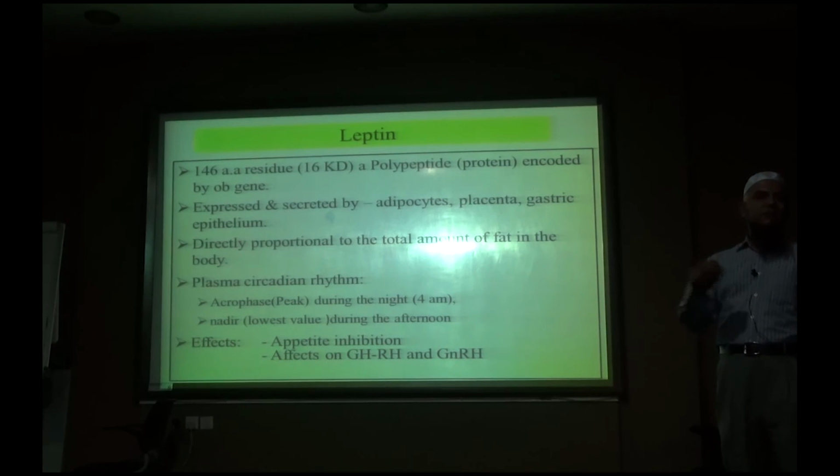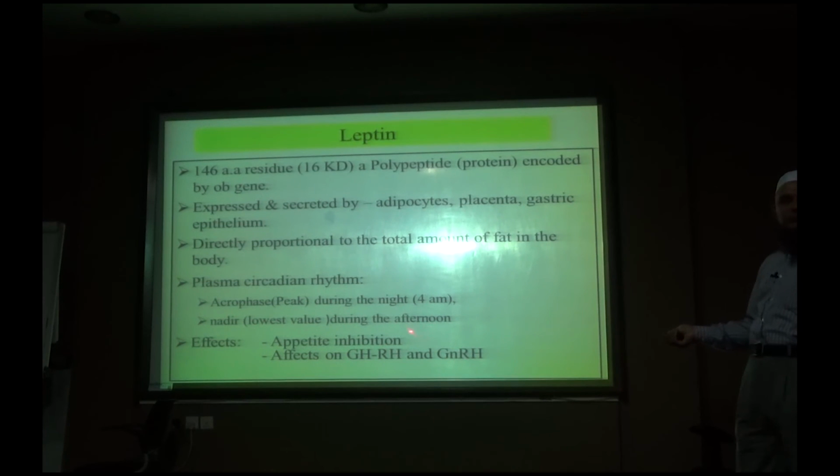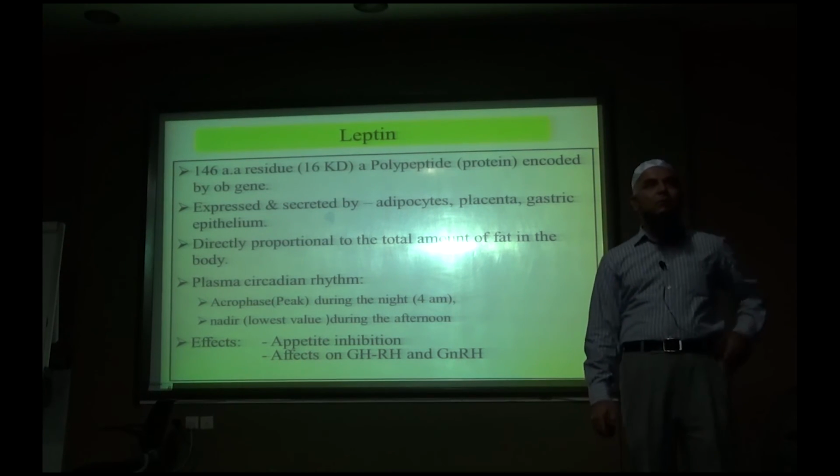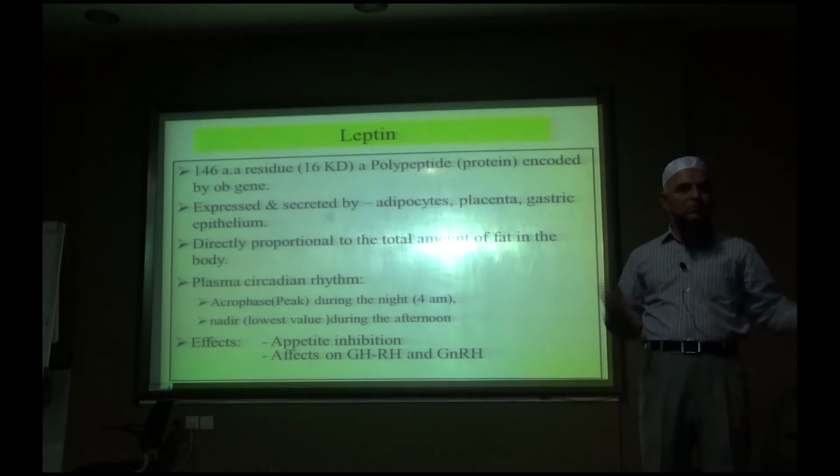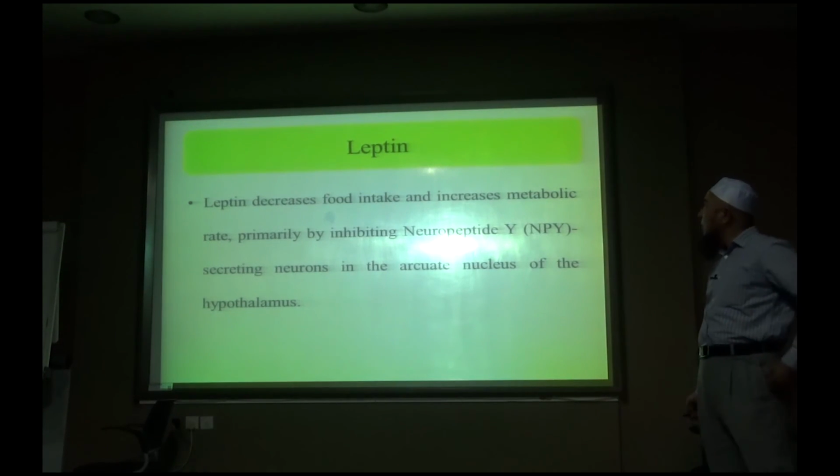The more fat, the more leptin. Plasma leptin has a circadian rhythm. The peak acrophase is during the night time, and it is lowest in the afternoon. It causes appetite inhibition and affects growth hormone releasing hormone and gonadotropin releasing hormone. That's why in the night you don't eat. But once you wake up or in the evening, you are very hungry. When you go home, you will eat everything.